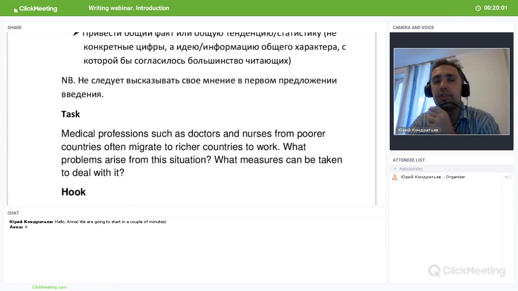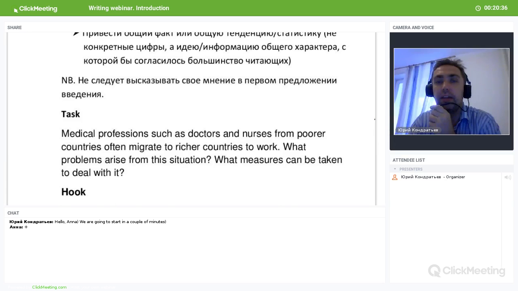Right. Here's an example of a task. Medical professionals such as doctors and nurses from poorer countries often migrate to richer countries to work. What problems arise from this situation? What measures can be taken to deal with it? Before actually writing that, well, you know, a lot of doctors migrate to richer countries, you should state something general.